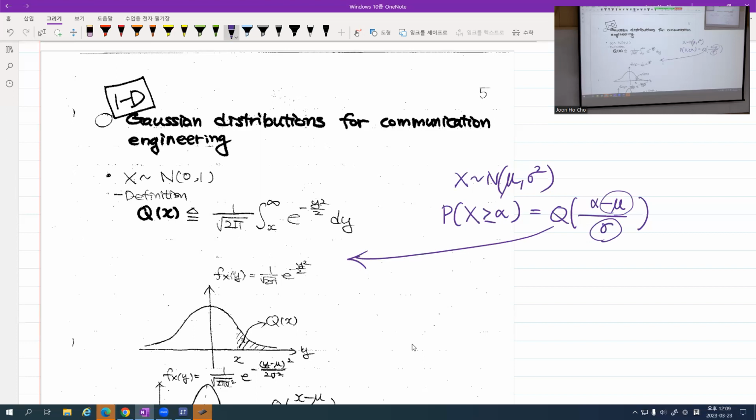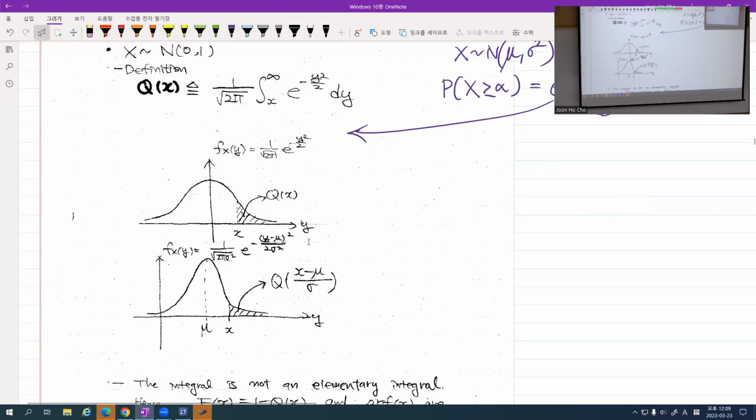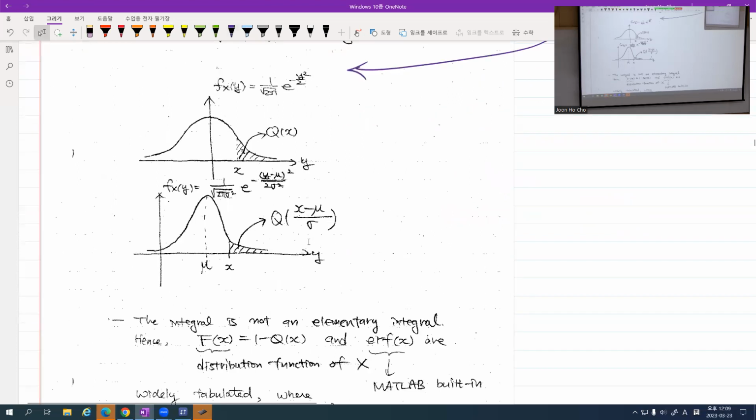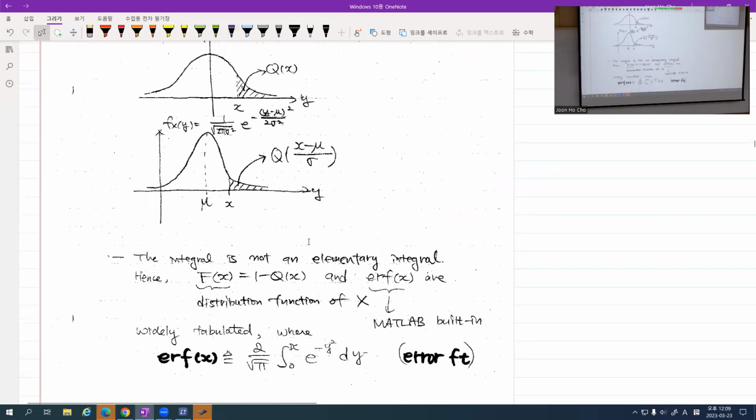Got it? And the Q function is appearing again and again in communications. It also has some relation with the so-called error function that is used in other engineering, even on the electrical engineering side. Let's connect the Q function with the error function. I had difficulty understanding the connection between these two, but the idea of the error function is related to error. But let's just start from this one.